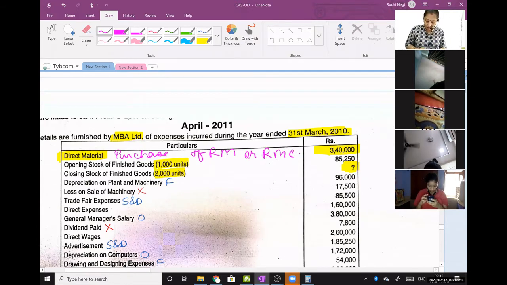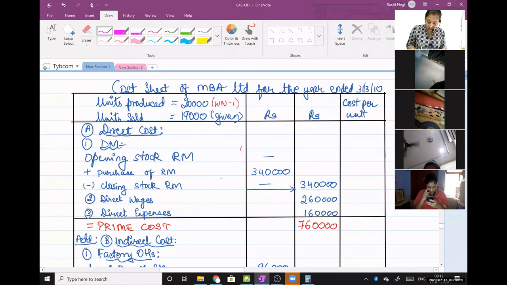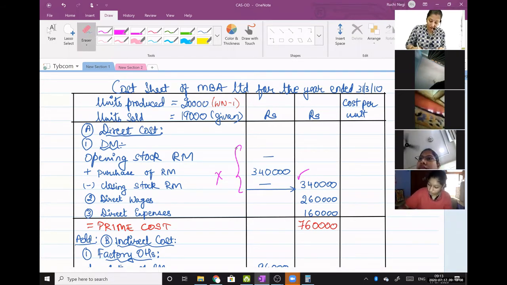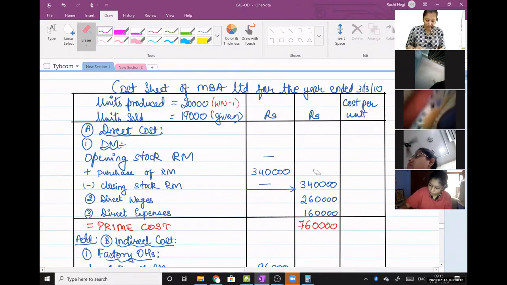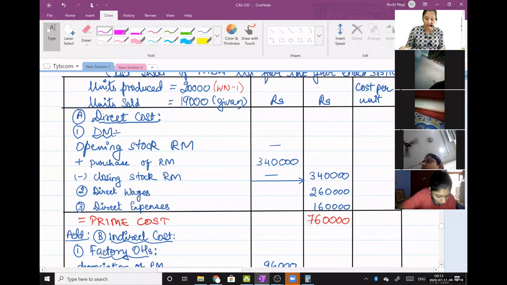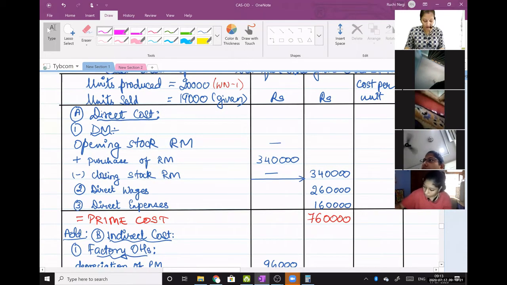Then all this is not required. You can directly write in the outer column 3,40,000. Need not show the breakup. So that 3,40,000 is raw material consumed. So raw material consumed is shown in the outer column. Or you can assume it to be purchase of raw material. That is what I have assumed. Okay, clear. So opening stock is not there. So that 3,40,000, which is given in the question, I'm assuming it to be purchase of raw material, obviously. Less closing stock not given. So outer column 3,40,000. Clear?